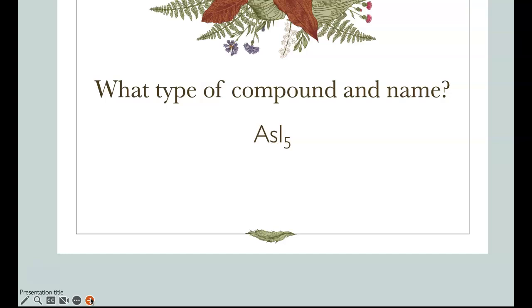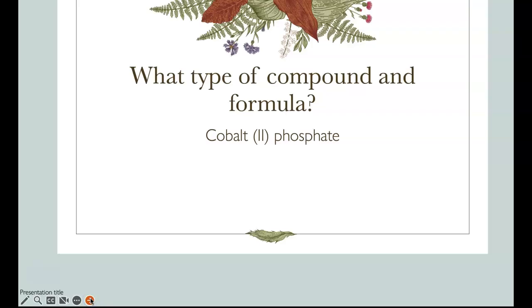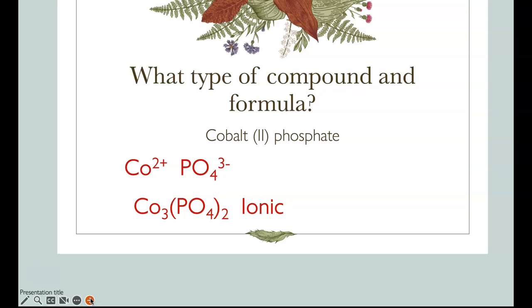All right, how about this compound right here? Again, use your periodic table. What would be the name and type of compound? Hopefully you're done and you've figured out that it's a covalent compound and it's arsenic pentaiodide. How about this one? Of course, it's an ionic compound. Cobalt-2 is with a 2+ charge, and so there is your formula. Hopefully you came up with that.